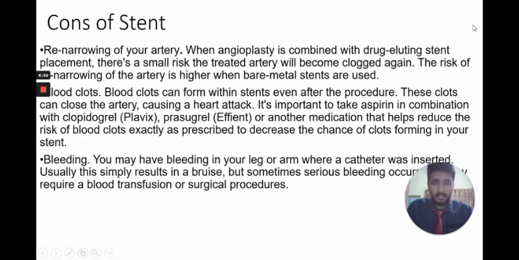Today, I am going to present about the cons of stents. Firstly, is the narrowing of your artery. When angioplasty is combined with drug-eluting stent placement, there's a small risk the treated artery will become clogged again. The risk of re-narrowing of the artery is higher when bare metal stents are used.